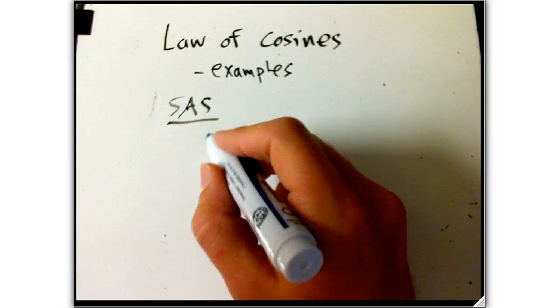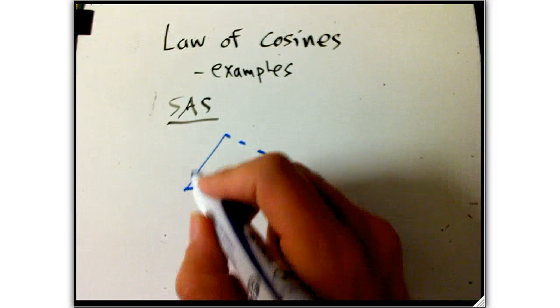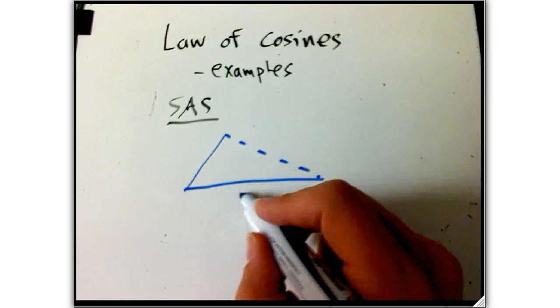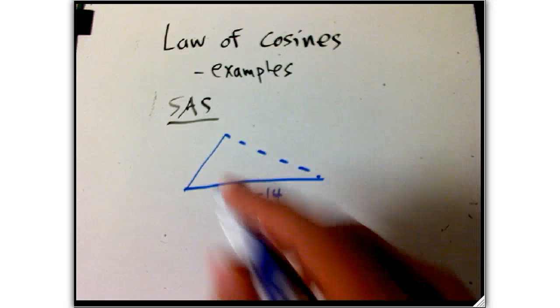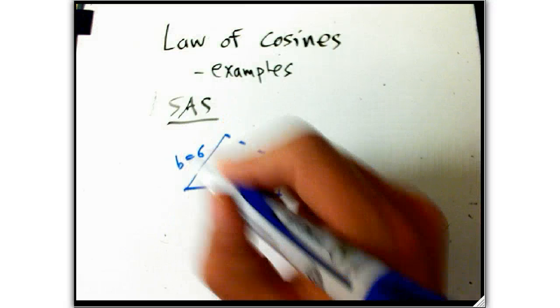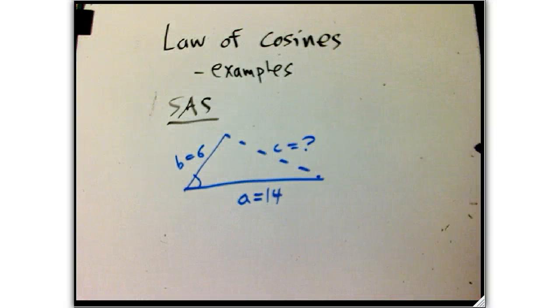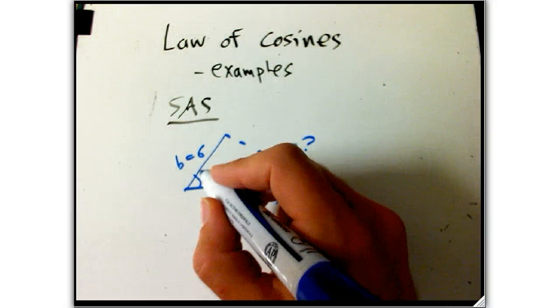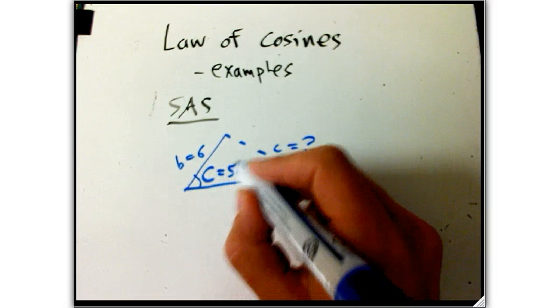We've got a triangle, and we know two sides. Let's call this A, and let's say that's 14. Let's call this B. Let's say that's known to be 6. And let's say this side is C. That's the unknown, which we want to find. That's why I dotted it in. And big C, the angle opposite that, let's say that is 51 degrees.